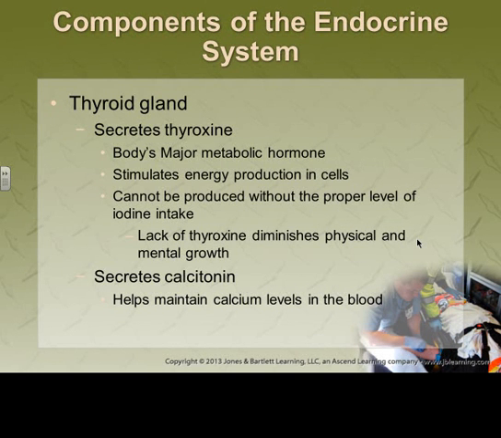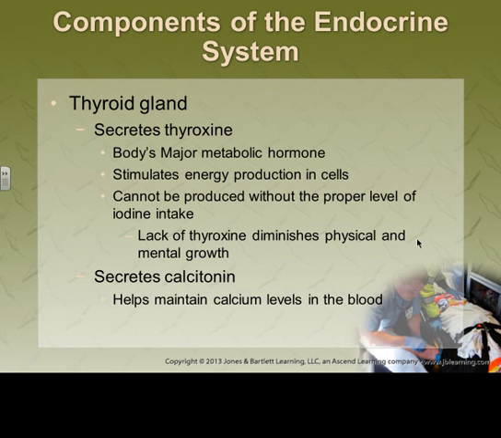Your thyroid gland, it secretes thyroxine. Thyroxine is the body's major metabolic hormone. Stimulates energy production in the cells. If it's the major metabolic hormone, it's energy production. If you think about some of the thyroid disorders, it makes a little bit more sense whenever we get there. Thyroxine cannot be produced without proper level of iodine. Iodine. And then if you have lack of thyroxine, you really start diminishing in your physical and mental growth.